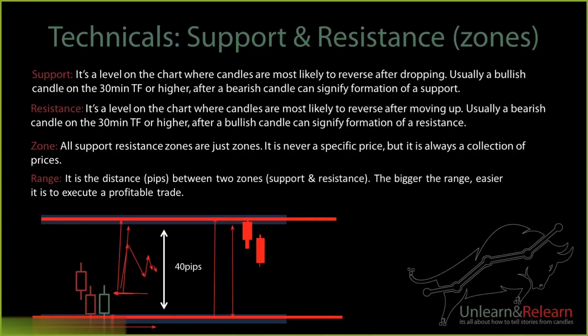Resistances are more likely to get broken in an uptrend than in a downtrend. Supports are most likely to get broken in a downtrend. Yes, that's correct. A 40 pip range can easily give you a 10 pip move. Yes, that's also very correct. Okay, perfect. Let's keep moving on over here.